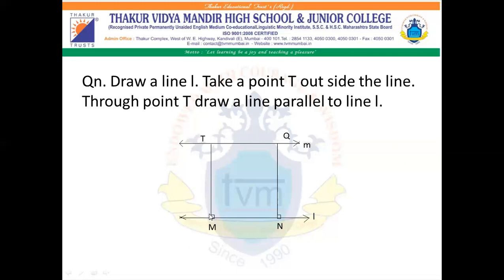Take another point N on the line L. Draw segment NQ perpendicular to the line L such that length NQ is equal to length MT. The line passing through the points T and Q is parallel to the line L.